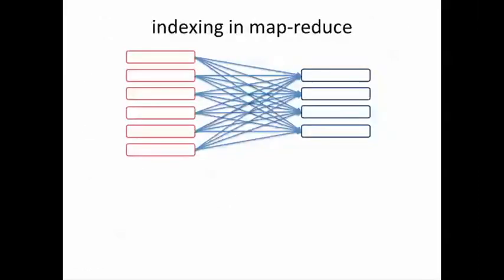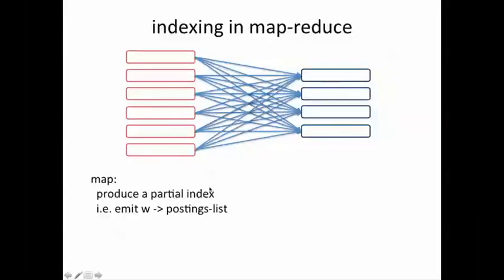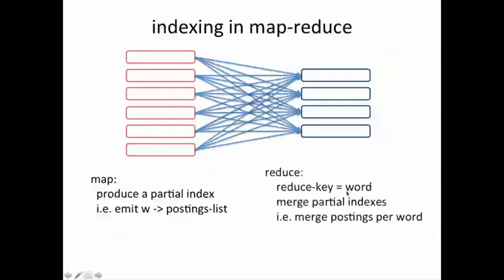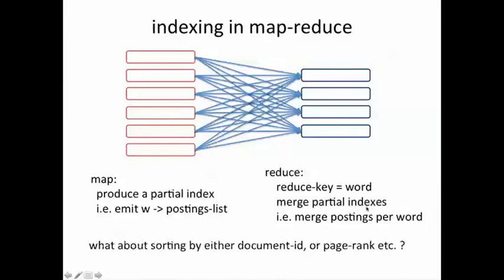Let's start with indexing. In the map phase, we produce a partial index for a partial set of documents. That is, we emit for every word the postings list out of all the documents that we see. This is not a full index, so we have to reduce again by word and merge the partial indexes, that is, merge these postings lists per word into a common postings list. An interesting question is, what if you had to sort either by document ID or by page rank as we had in our first homework assignment? What do you think you'd need to do then? Would you need another MapReduce phase? Think about it.